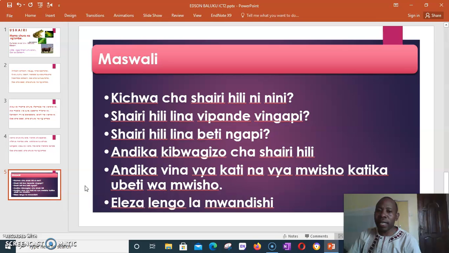And the question is, shairi hili lina vipande vingapi? How many parts does this poem have? And we'll have to say, shairi hili lina vipande viwili, meaning this poem has 2 parts.